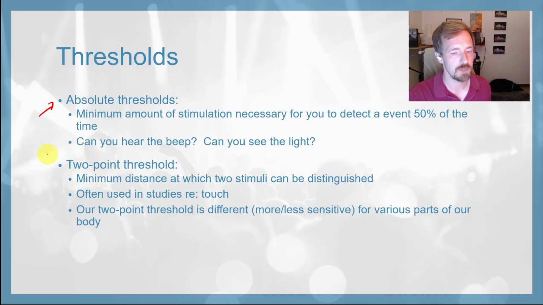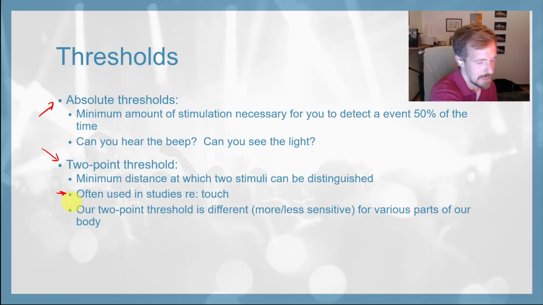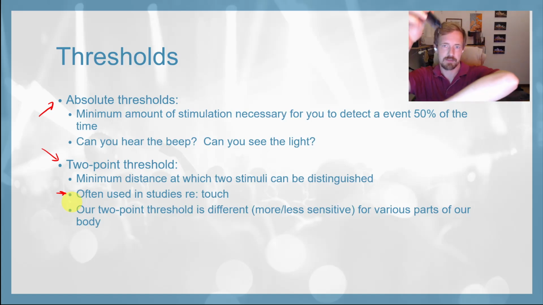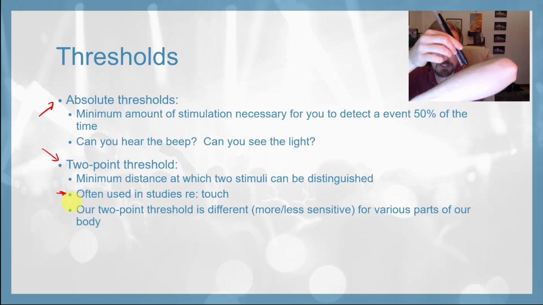The 2-point threshold. The 2-point threshold is the minimum distance at which two stimuli can be distinguished as being separate. Generally speaking, we're going to be using these a lot when we talk about touch. I should have brought in some tweezers into my office to give you an idea. But a 2-point threshold is usually done with skin calipers, where you have these 2 points right here and you press on your skin.